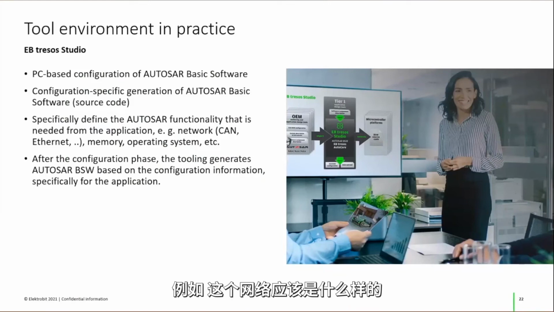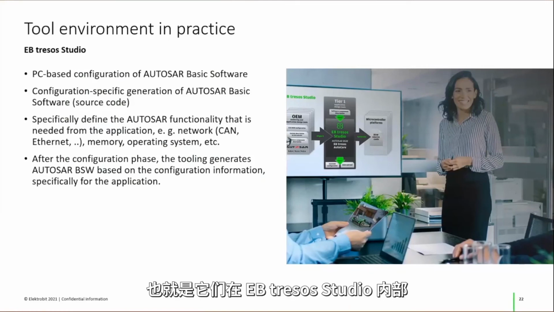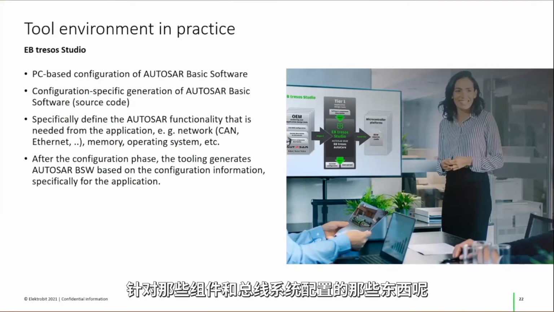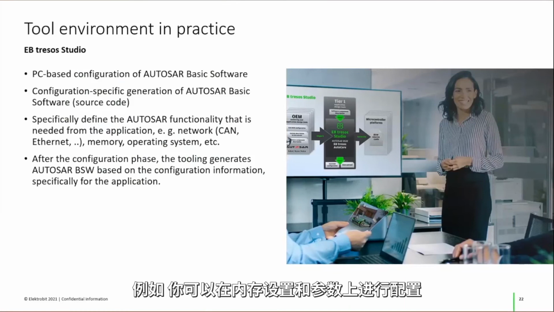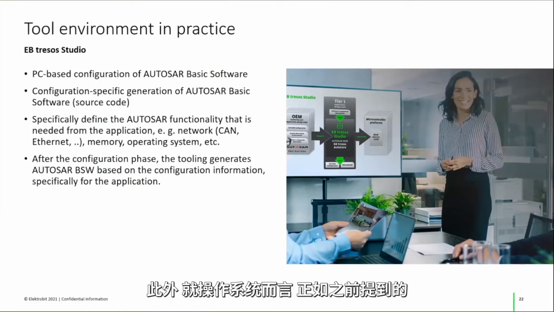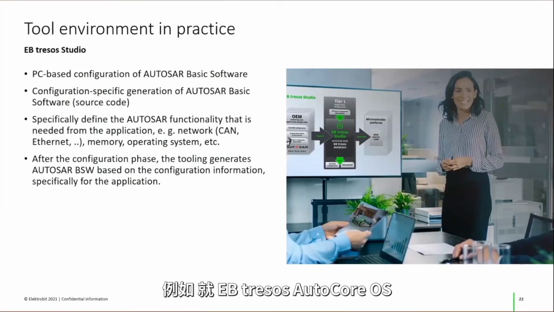For example, what does the network look like? Will the application require CAN access? Will it perform communication over Ethernet? So all the configuration bits and knobs are configured inside EB tresos Studio for those components and bus systems. And for example, you can also configure the memory settings and parameters, and also for the operating systems, as mentioned before, for example, for EB tresos AUTOSAR OS or EB tresos Safety OS.